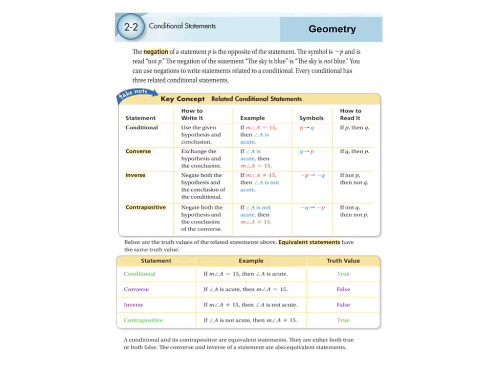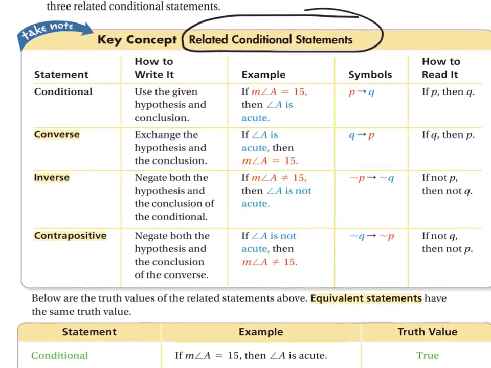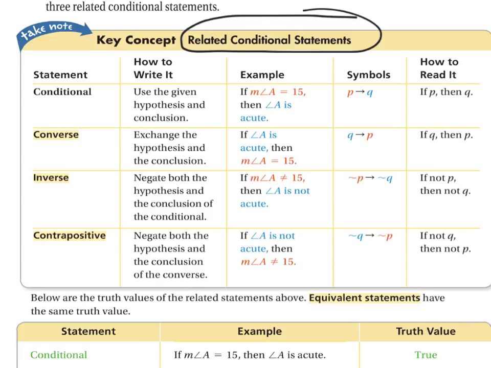Okay, so we've talked a lot about if-then statements. Now we're going to talk about what we call related conditional statements. Related conditional statements are the converse, the inverse, and the contrapositive. The whole key to a lot of this is being able to identify hypothesis and conclusion. If you can identify hypothesis and conclusion first, these will actually be pretty simple to take care of and write.